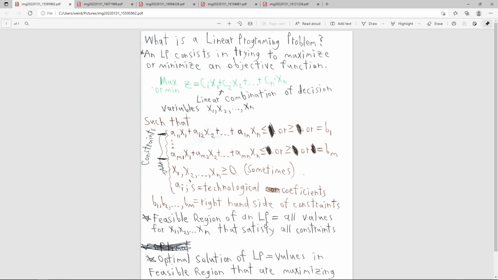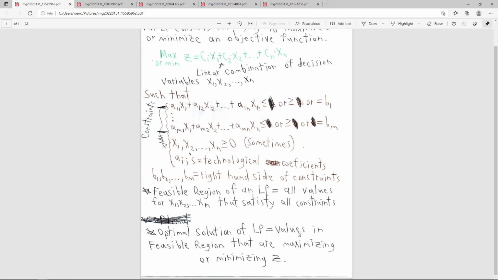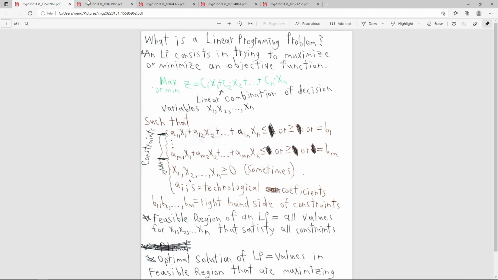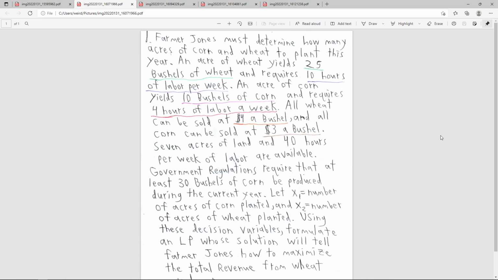Then you have to figure out what the optimal solution is, which is what maximizes or minimizes the function z. An optimal solution of an LP is the values in the feasible region that maximize or minimize z. But that's enough for explanations. Let's look at a couple examples, one main example and some scenarios with the feasible region.